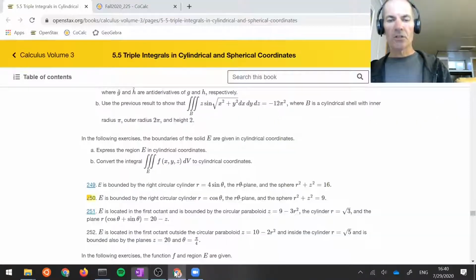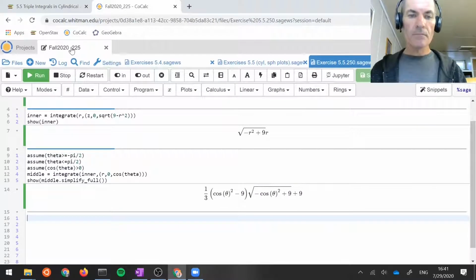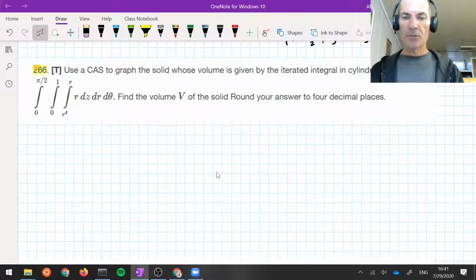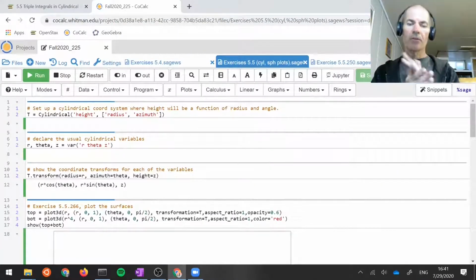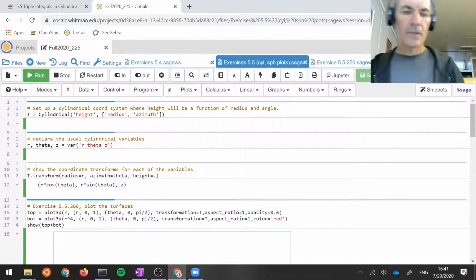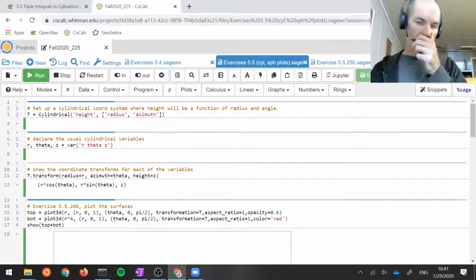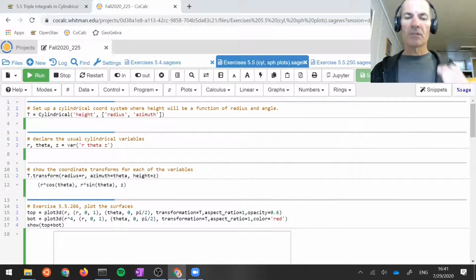So I've put together a Sage worksheet that'll handle this for us. And I think I have it here. And just to make sure, yes, this is exercise 266. So I'll just walk you through this. I'm not going to type it out for you. So the first thing you need to do if you want to use a different coordinate system is tell Sage which coordinate system you're going to use. So the incantation for this is t equals cylindrical, and then this syntax here is telling me that in the future I'm going to be expressing the height in terms of the radius and the azimuth, I guess. Hold on for a second.